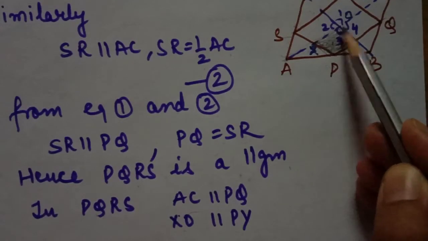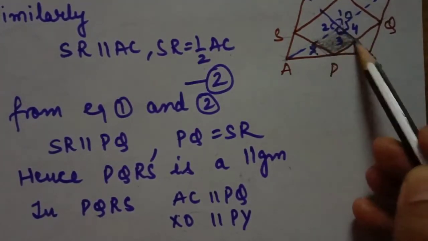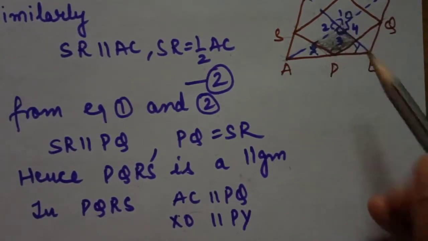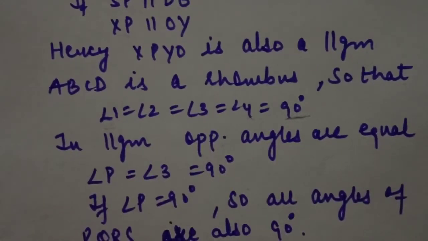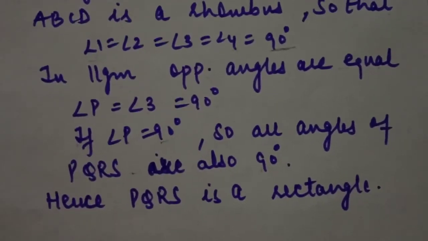Angle 3 is 90 degrees. Now XPYO is a parallelogram, so the opposite angles are equal. Angle 3 and angle P are equal to each other because of the property of a parallelogram. Angle P is equal to angle 3, which is equal to 90 degrees. If angle P is 90 degrees, then all the remaining angles of PQRS are 90 degrees. Hence PQRS is a rectangle.